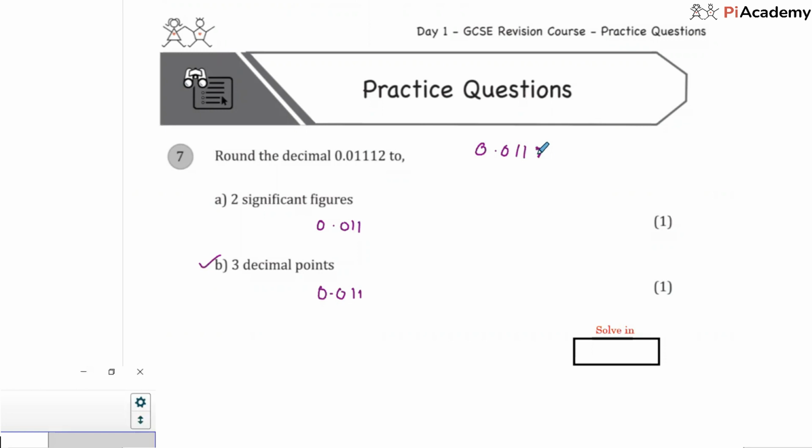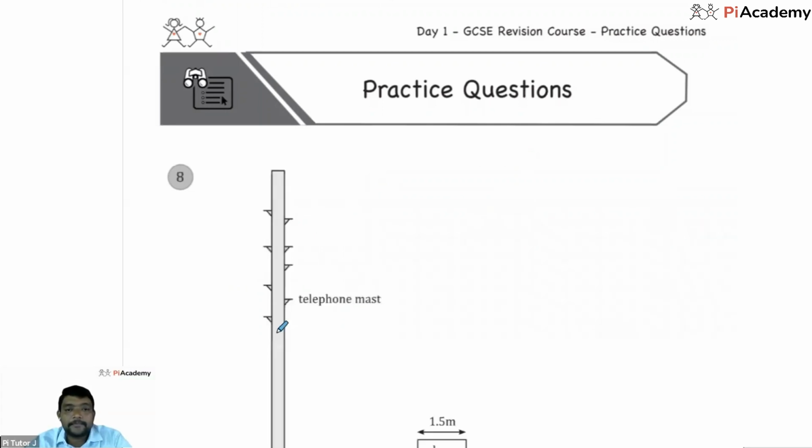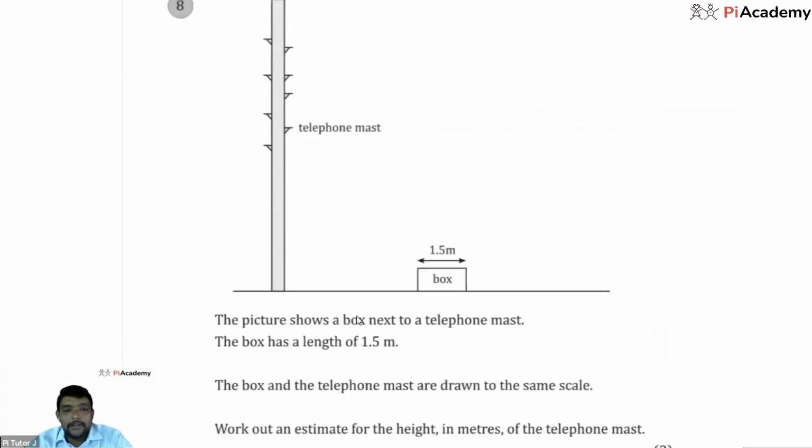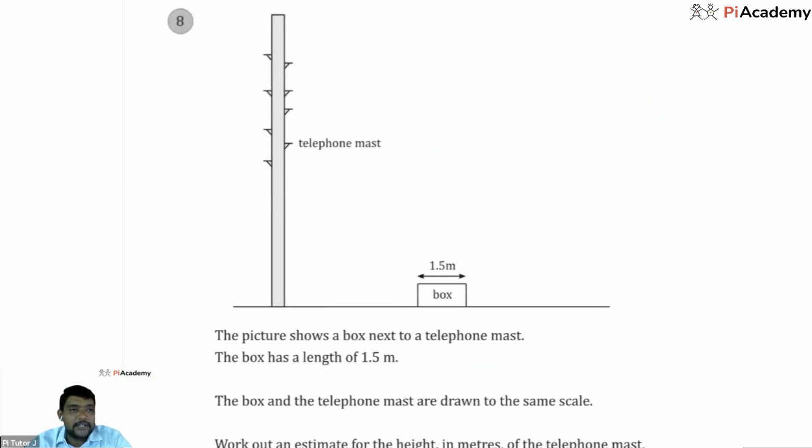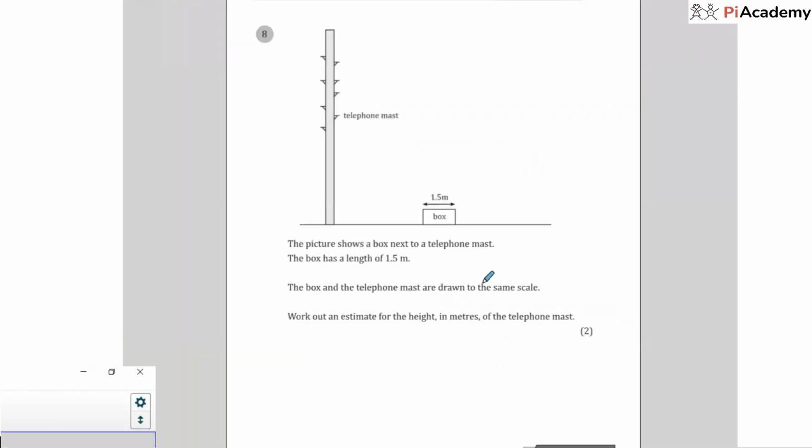0.012. Yes, you already know that, right? If it's 5 or more than that, it is rounded off to the next digit. So 0.012, right? Yeah. Wonderful. Excellent. Good. Next question. The picture, okay, let me zoom it in a bit. The picture shows a box next to a telephone mast. The box has a length of 1.5 meters. The box and the telephone mast are drawn to the same scale. Work out an estimate for the height in meters of the telephone mast.